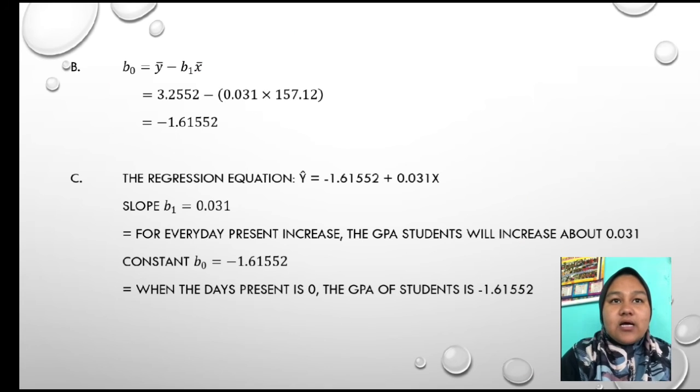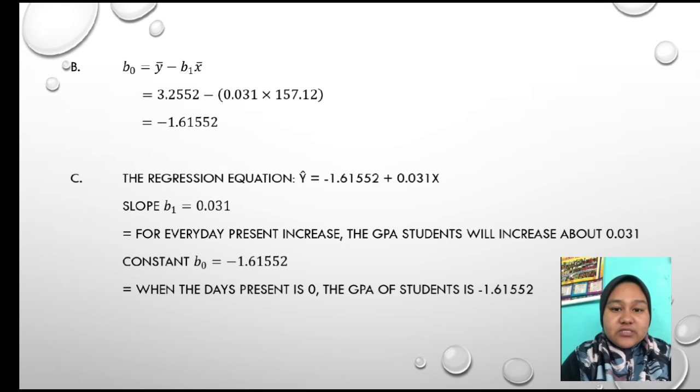So next, we'll use a new formula, which is b0 equals y-bar minus b1 times x-bar. So the answer was 3.2552 subtract 0.031 times 157.12. So the final answer is negative 1.61552.